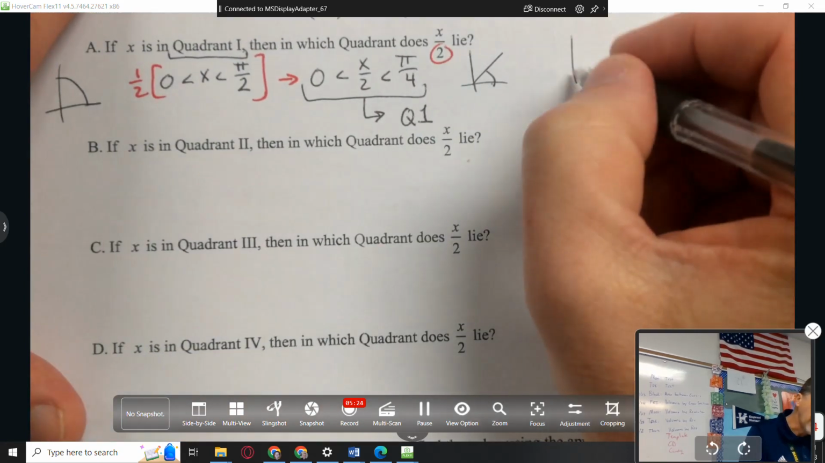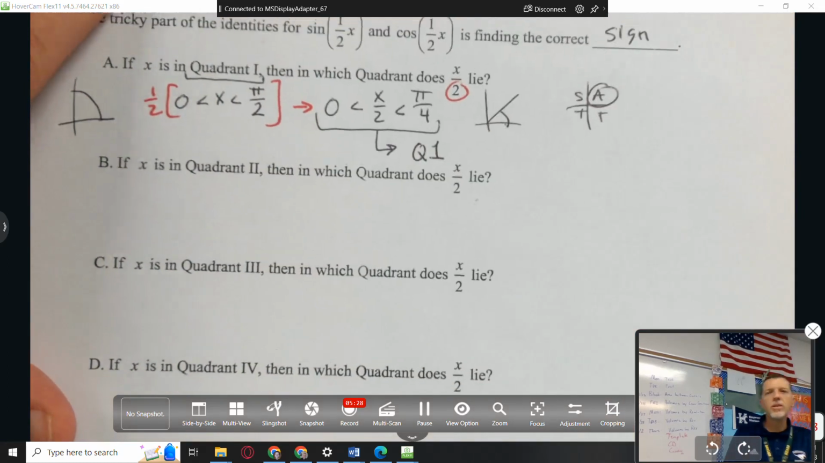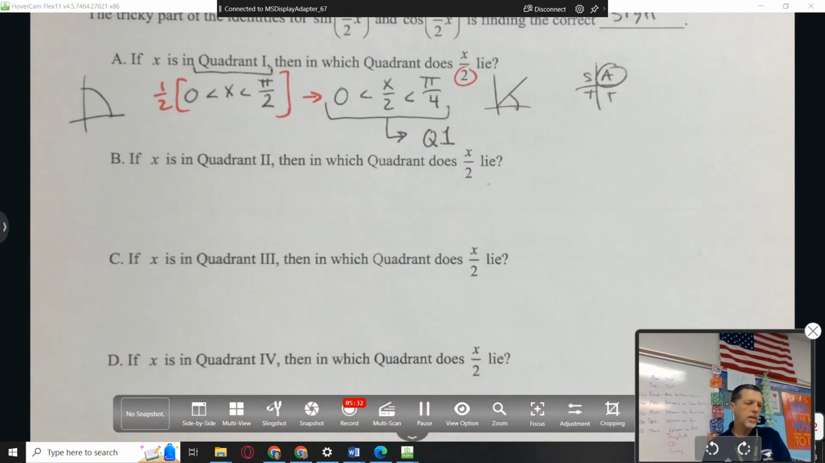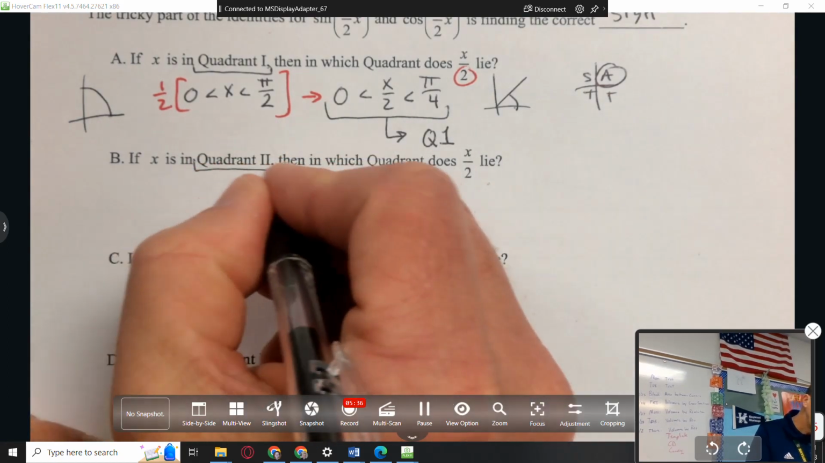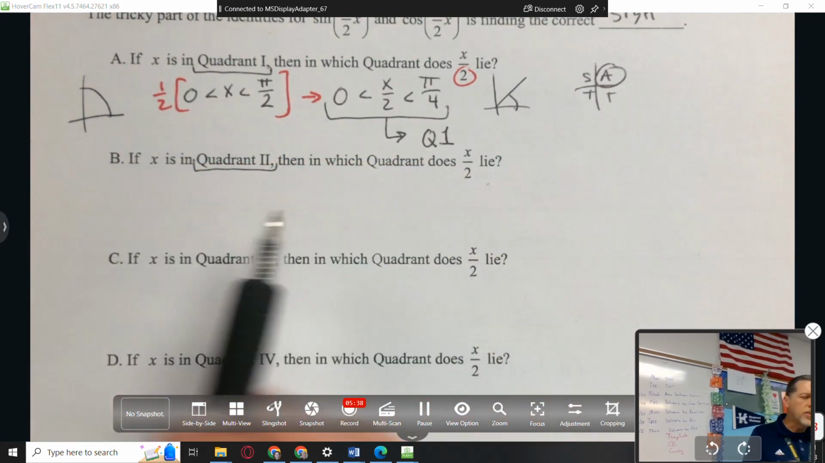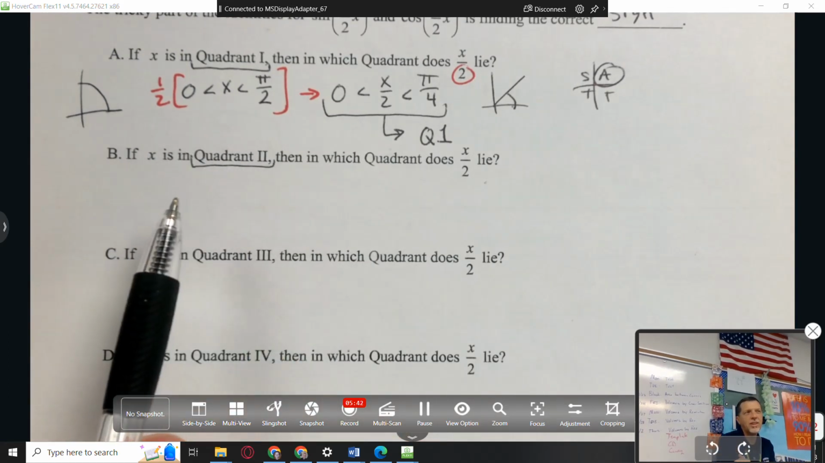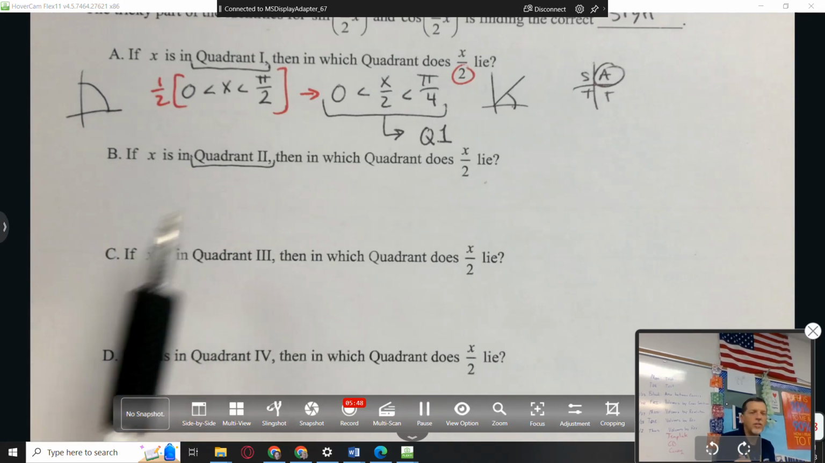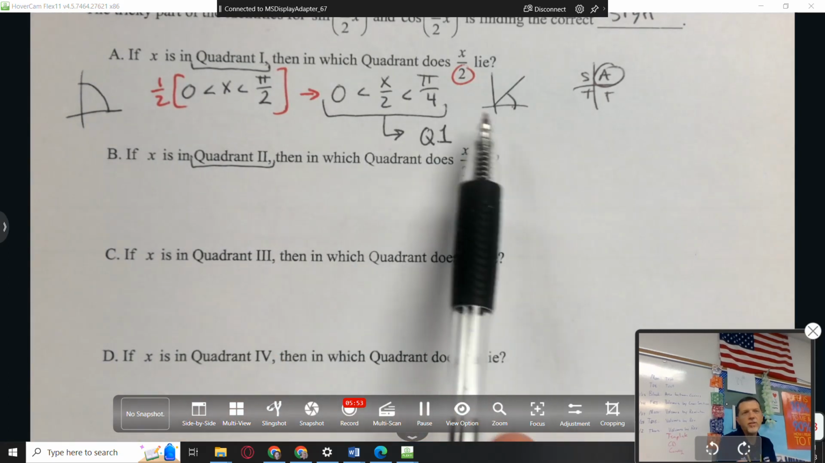Oh, and I guess while we're here, all trig functions are positive in the first quadrant, so we like when that happens. All right, if x is in quadrant 2, well, this is how we'll figure out whether it's positive or negative. So this is just finding the plus or minus part. So if x is in quadrant 1, x over 2 is in quadrant 1, and our answer will be positive. We don't have to worry about it.